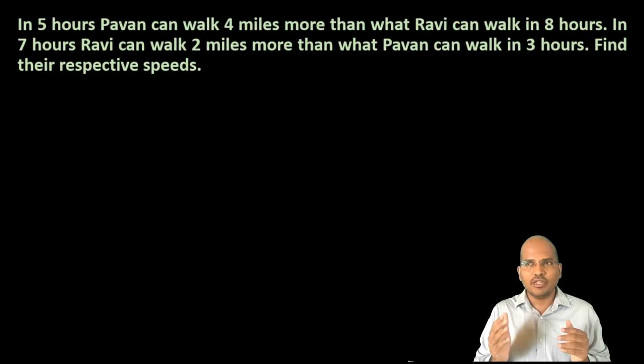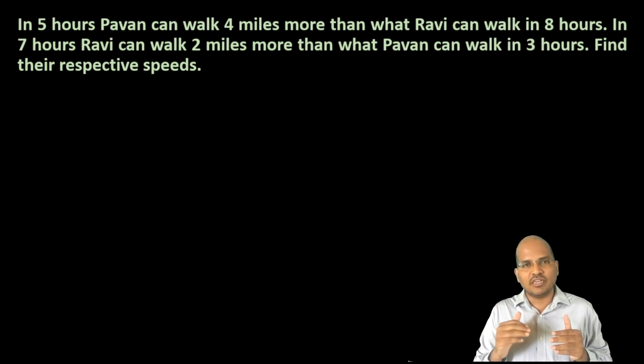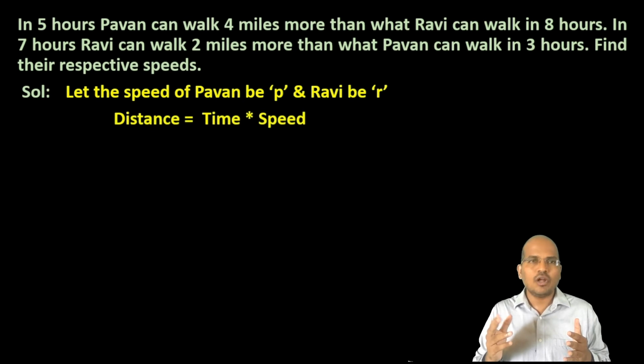So going to the next story, you get the concept as: in 5 hours Pawan can walk 4 miles more than what Ravi can walk in 8 hours. So Pawan is walking 4 miles more than what Ravi can walk in 8 hours. And line 2 says in 7 hours Ravi can walk 2 miles more than what Pawan can walk in 3 hours. So it's all about distance, right? Now the question is, find the speeds of Pawan and Ravi. So let the speed of Pawan be p and Ravi be r, and we know the distance is speed into time or time into speed.